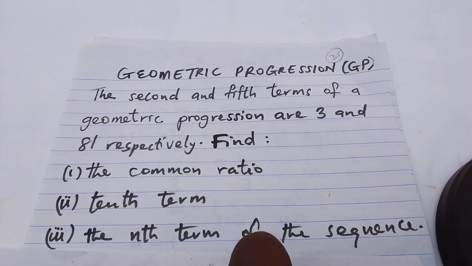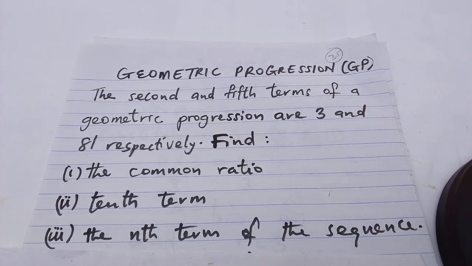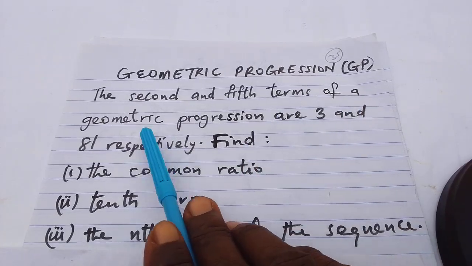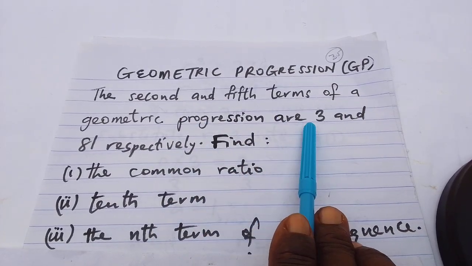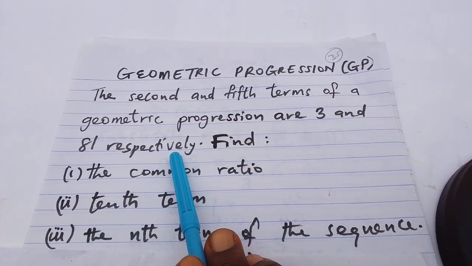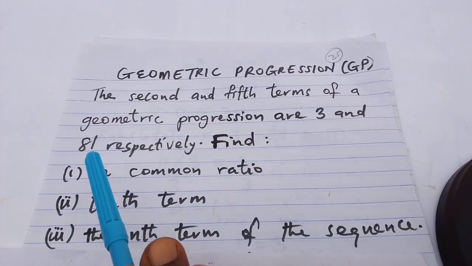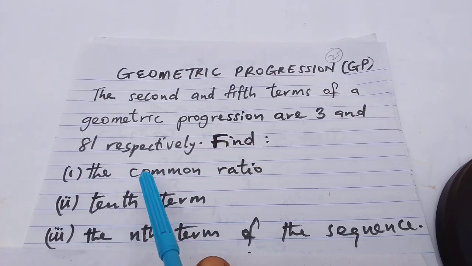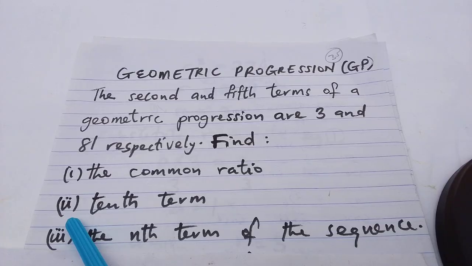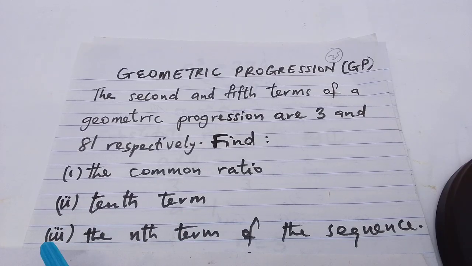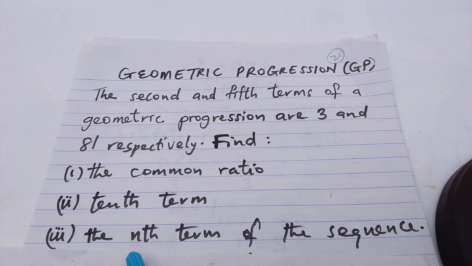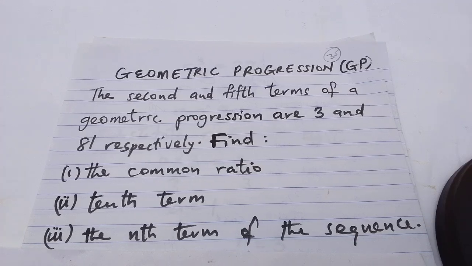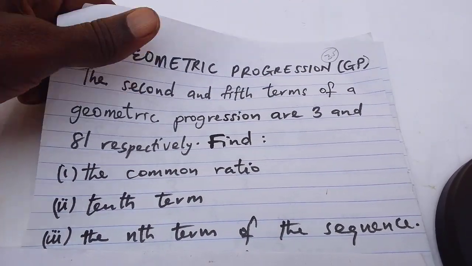Let's look at this example. The second and fifth terms of a geometric progression are 3 and 81 respectively. Find (i) the common ratio, (ii) the 10th term, (iii) the nth term of the sequence. You are told to look for the nth term of the sequence.